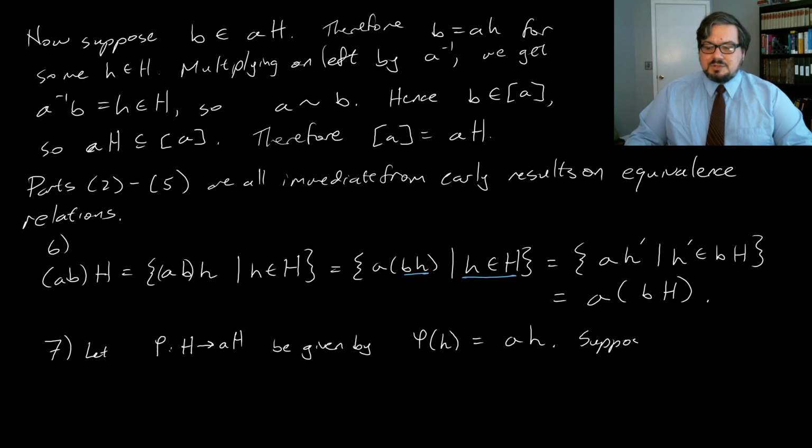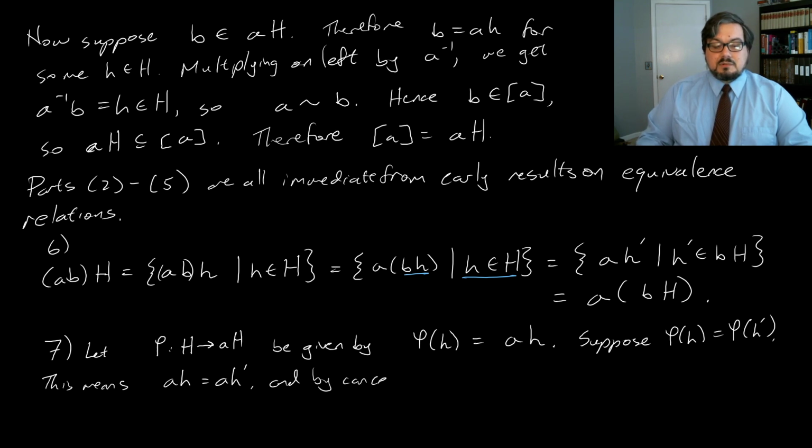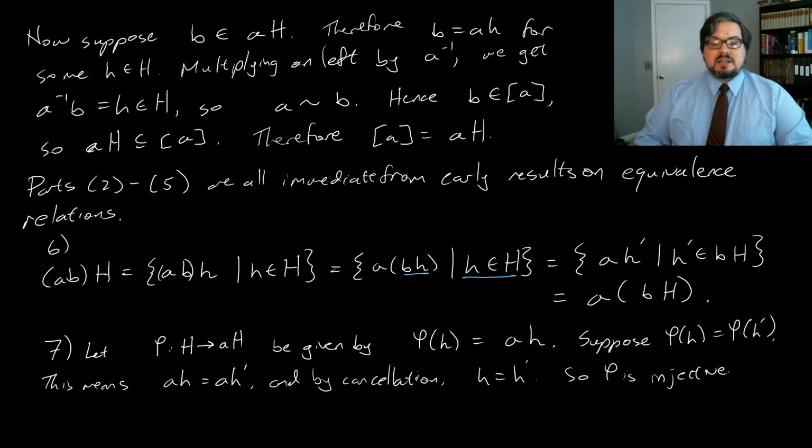So let's suppose that phi of h equals phi of h prime. This means that Ah equals Ah prime. And by cancellation, that means that h equals h prime. So phi is injective. Now, surjectivity is basically by definition. Phi is surjective by definition.